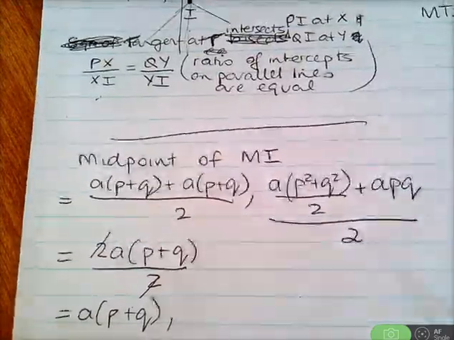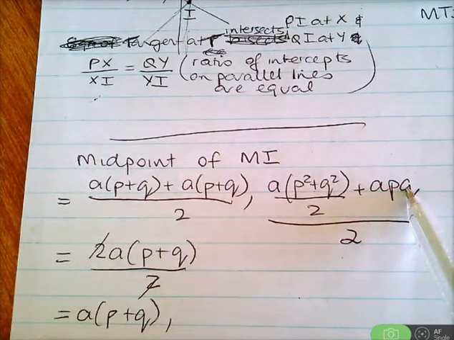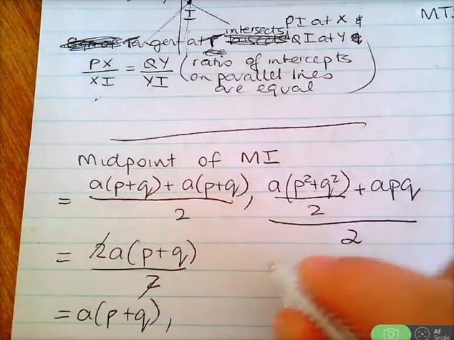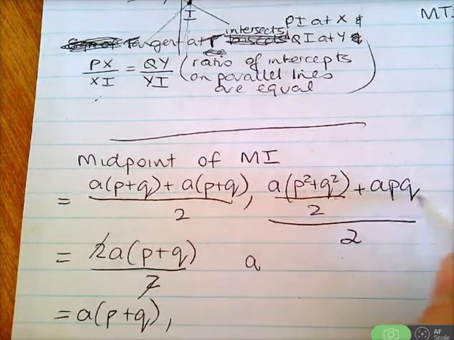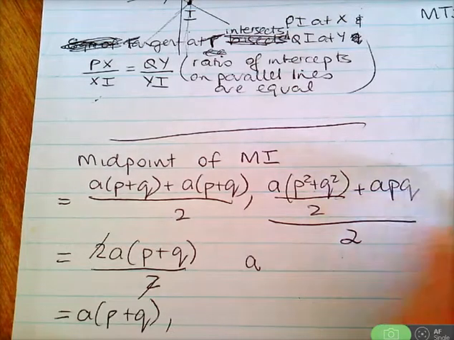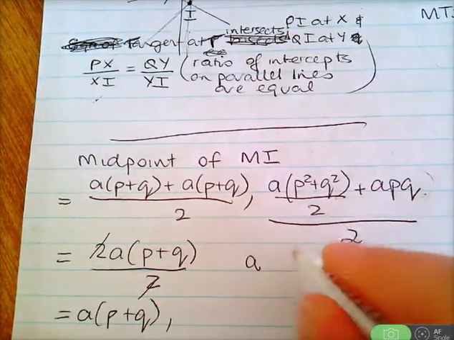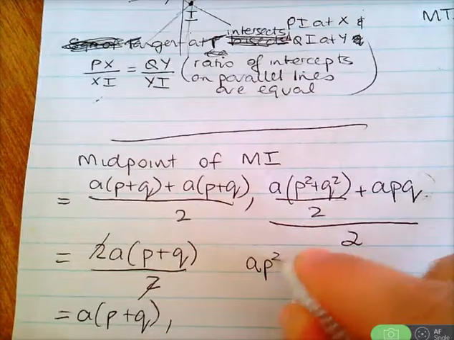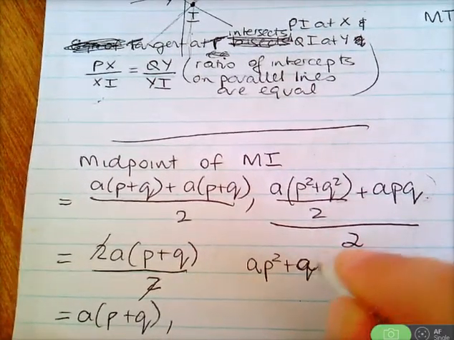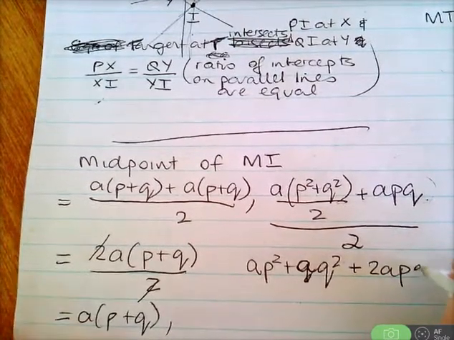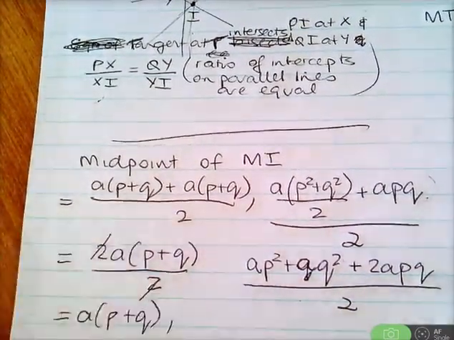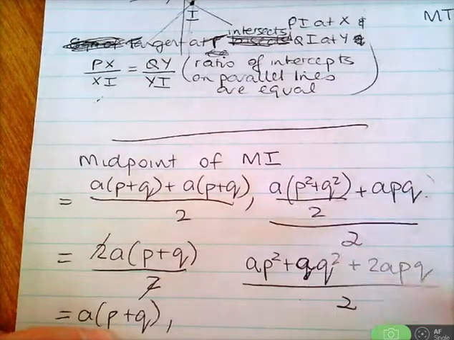Now, this is the Y value for M and the Y value for I. How are you going to add those two together? You'll need a common denominator. So what I'm going to do is a common denominator for the numerator. So how do I do that? AP squared plus AQ squared plus 2APQ over 2. And if you now divide, that's the top row, the numerator.